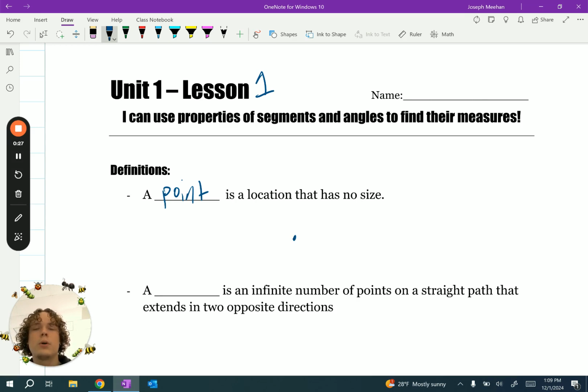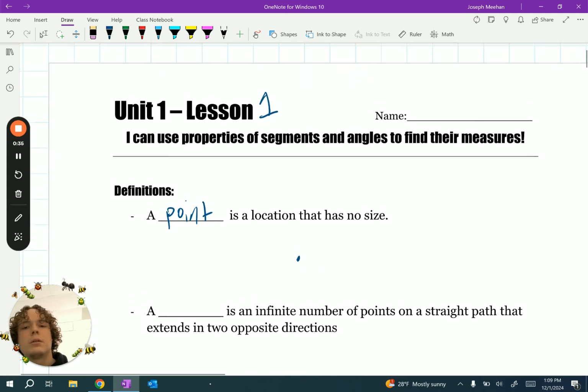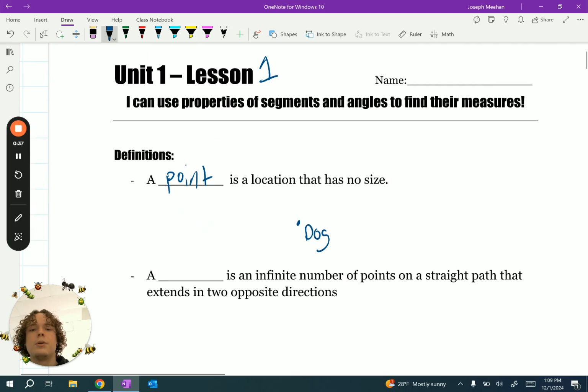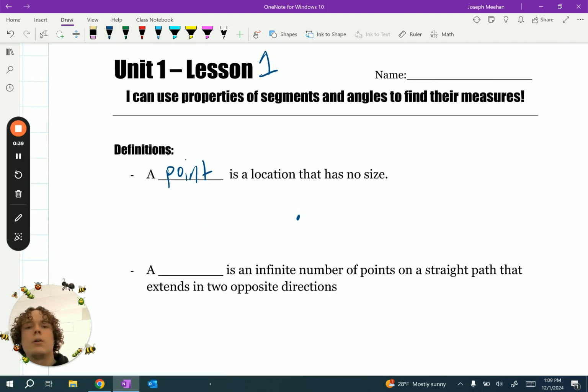You can call this point whatever you want. I'm going to call it point P. But say we wanted to call this point A, we could totally do that. Say we wanted to call this point dog, we could totally do that. We can call it whatever we want. It's just a point. I'm going to call it point P. If we wanted to write that out in a sentence, say we had, oh, here's point P, we would just write down point P. There we go.